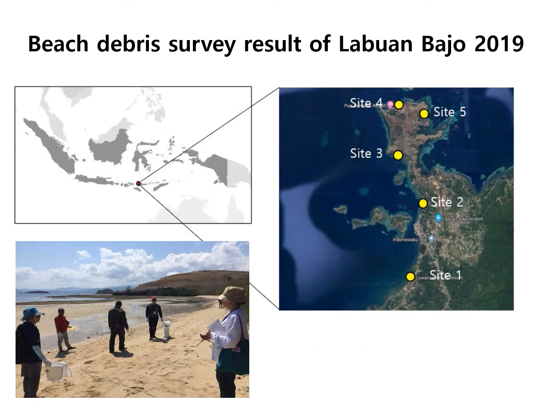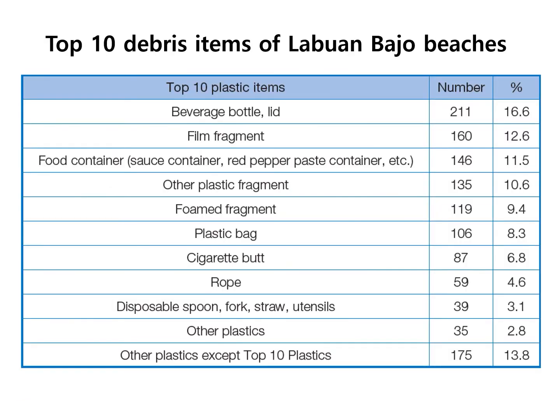From now on, I will introduce the draft for your practice of conceptual model and result chain. I will use beach debris survey result of Labuan Bajo in 2019. The top 10 debris items of Labuan Bajo beaches include the beverage bottle and lid as number one with about 17%. Following items were film fragments and food container and other plastic fragments.